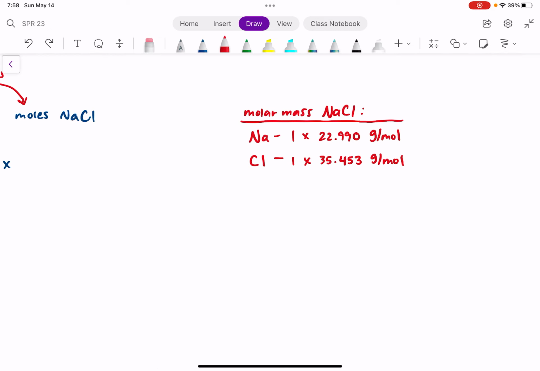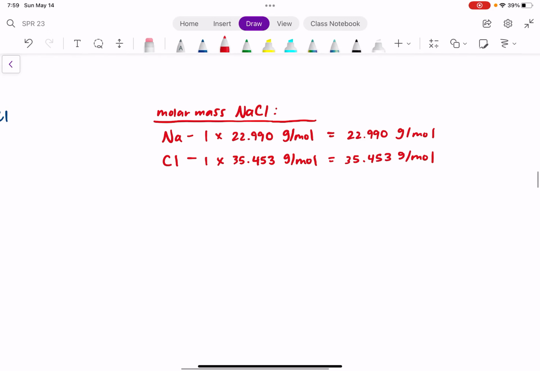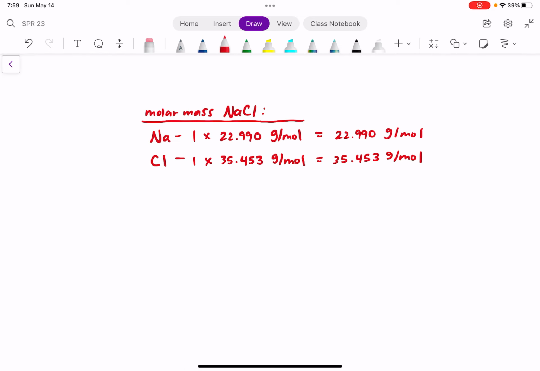All right, well, I just have one of each, so that just equals 22.990 grams per mole, and this just equals 35.453 grams per mole. And now I've got to add that all up, right? Because I want to know the entire molar mass of this whole compound. Okay, so 22.990, where's my calculator? One day I'll remember to have it out right next to me. All right, 22.990 plus 35.453 is 58.443 grams per mole of what?